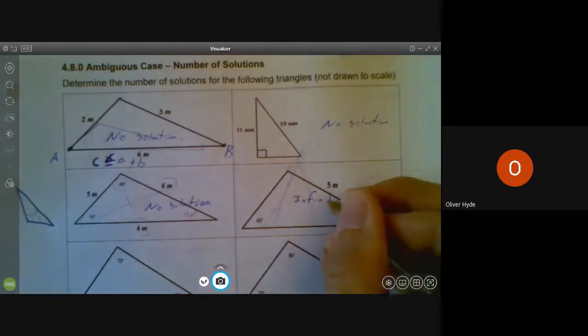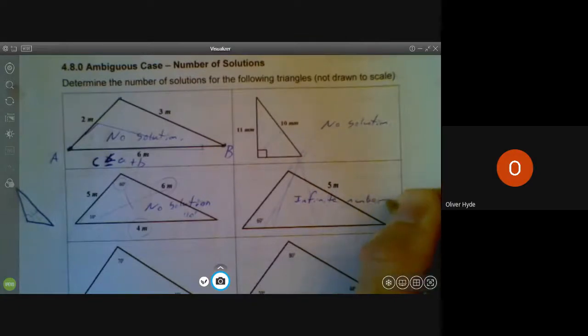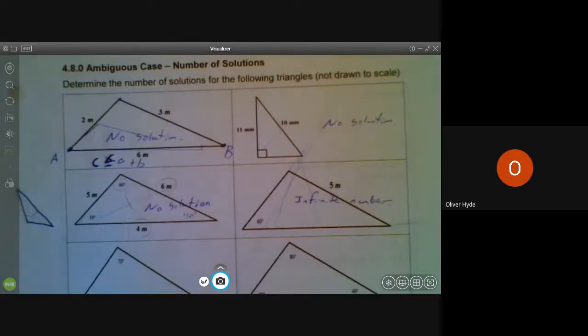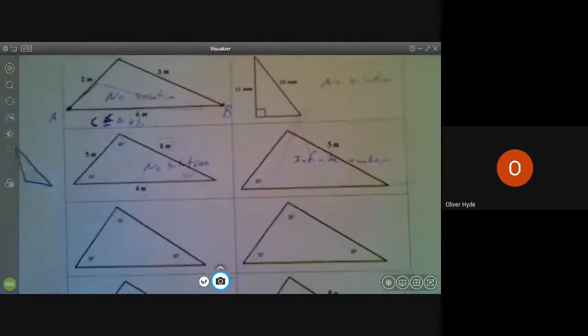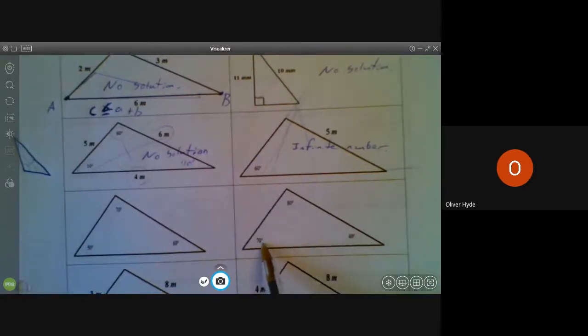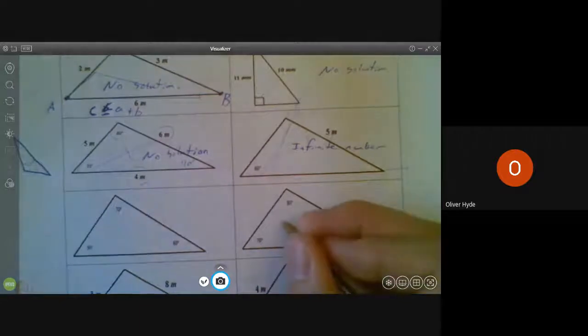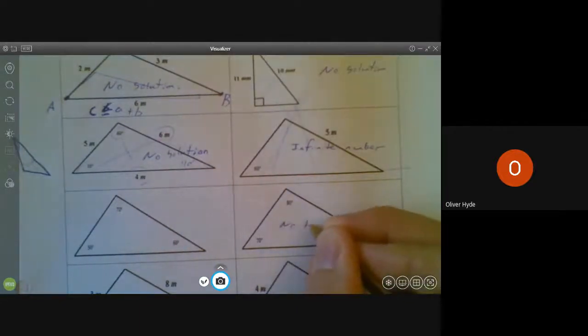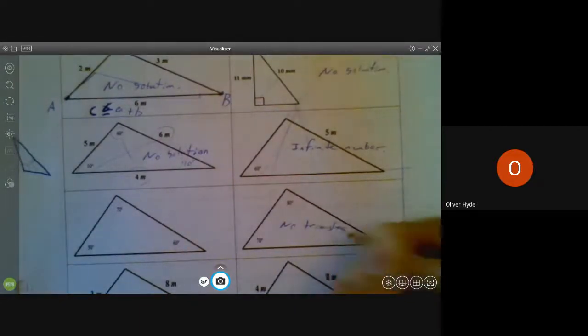Infinite number. Okay. There are some rules that we might need to memorize. Like if I take a look at this, if I look at this 70 degree, 80 degree, 40 degree triangle, that is what? A sum of 190 degrees. There's no such triangle. There's no solution.